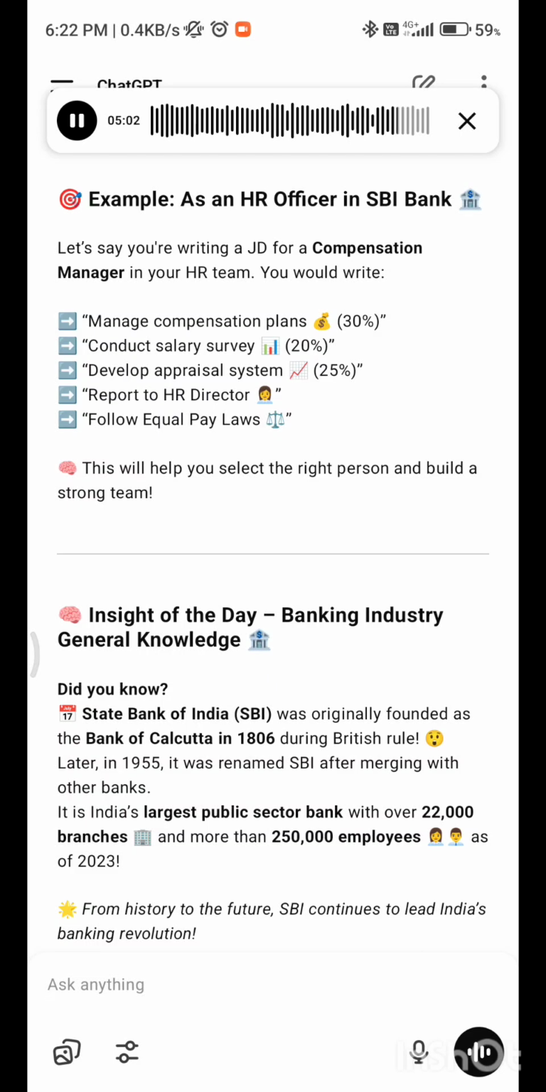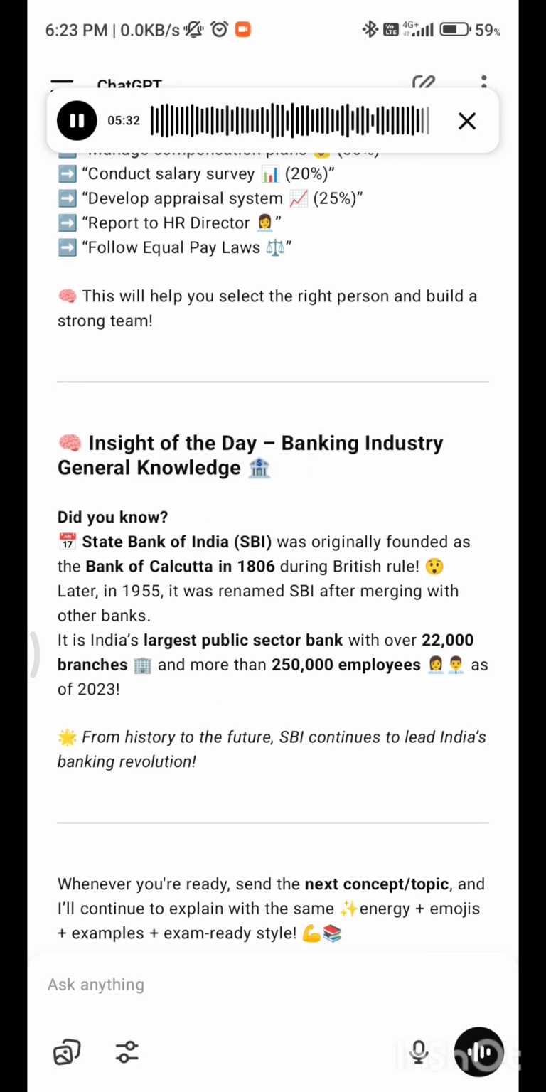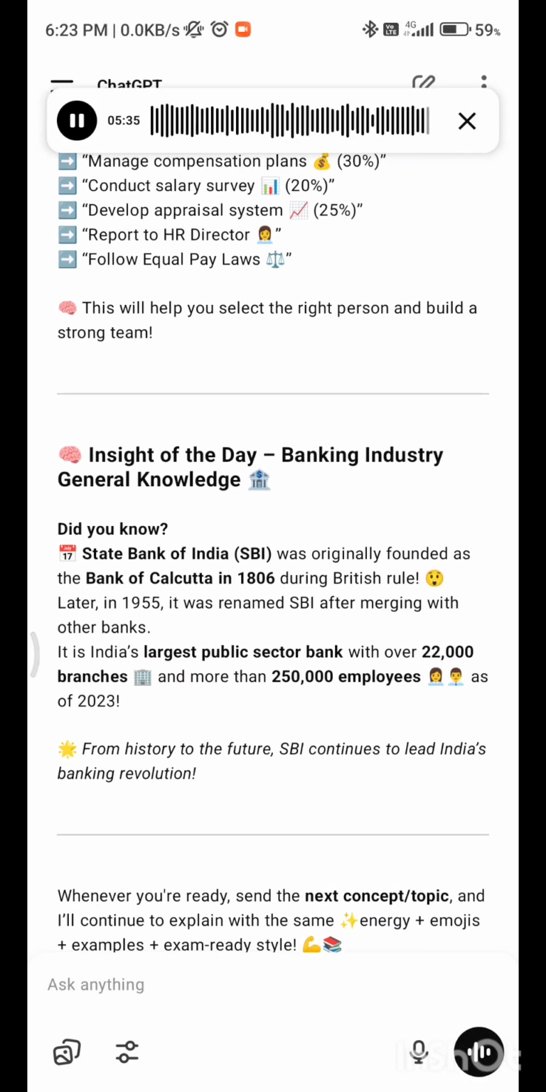Insight of the day: banking industry general knowledge. Did you know? State Bank of India, SBI, was originally founded as the Bank of Calcutta in 1806 during British rule. Later, in 1955, it was renamed SBI after merging with other banks. It is India's largest public sector bank with over 22,000 branches and more than 250,000 employees as of 2023. From history to the future, SBI continues to lead India's banking revolution.